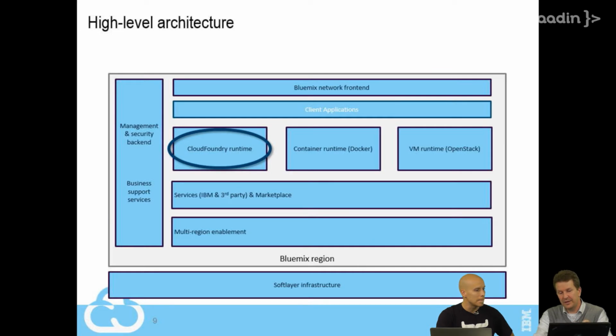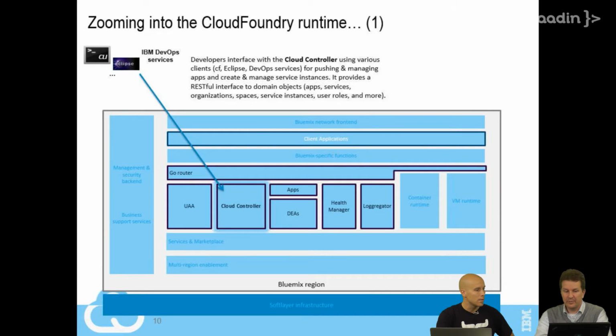Just stepping into that specific part, first we have the cloud controller. That is the interface. You can interface with the command line interface, you can interface through Eclipse, an Eclipse plugin, and you can interface through the DevOps services, a web UI. The cloud controller manages that, pushing and managing apps, creating instances. It's a RESTful interface. And before that we have the UAA, which is the user administration.